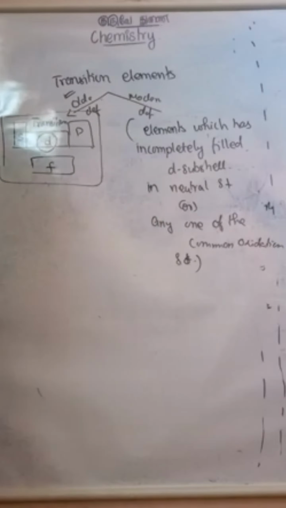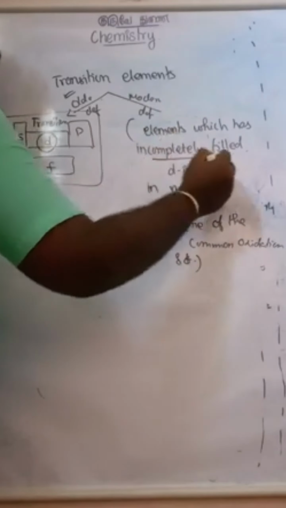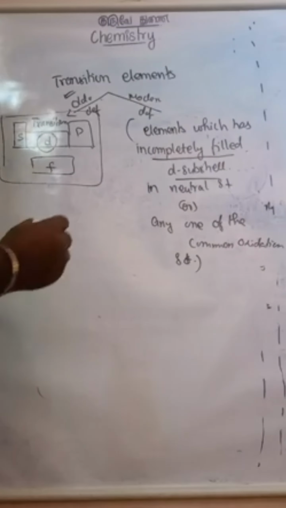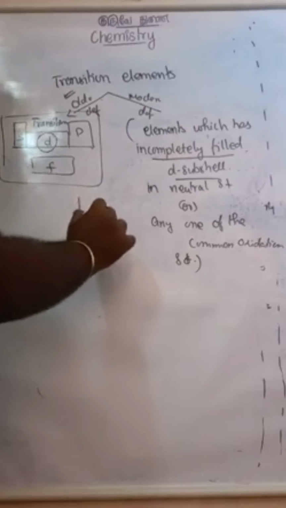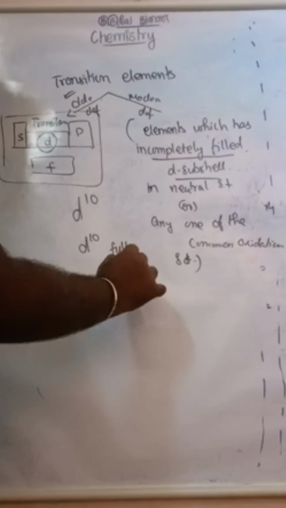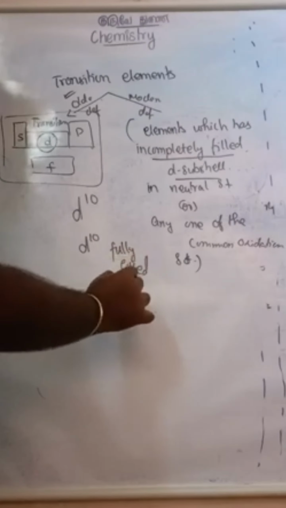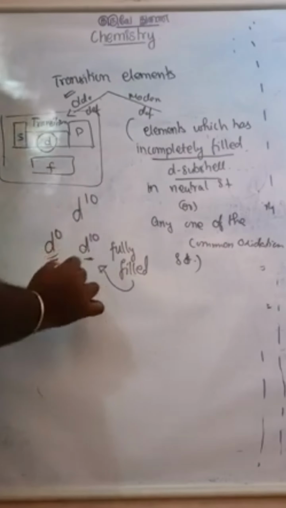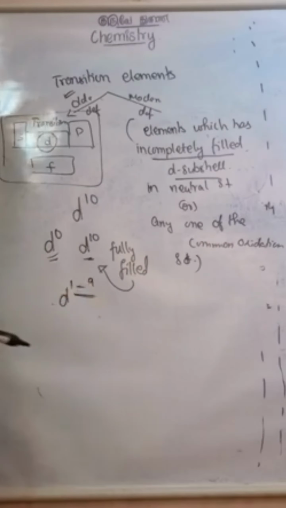What does this mean? An element which has an incompletely filled d subshell. What does incompletely filled d subshell mean? The d subshell can accommodate a maximum of 10 electrons. d10 is the fully filled d configuration, with no vacancy for an electron in the d subshell. d0 means there is no electron in the d subshell. Other than these two, from d1 to d9, it is incompletely filled.